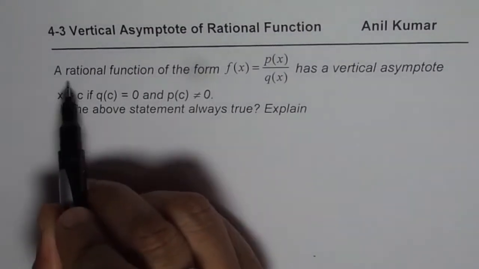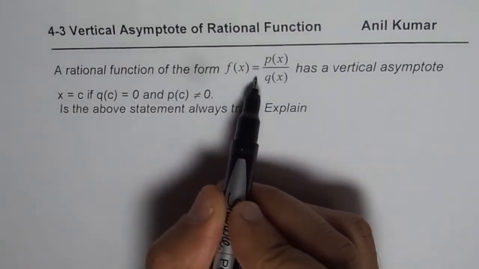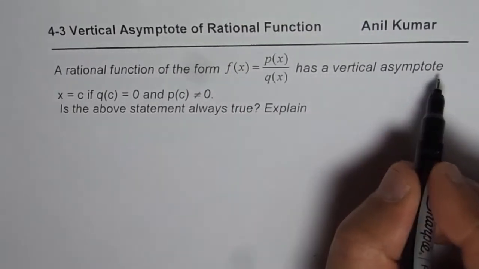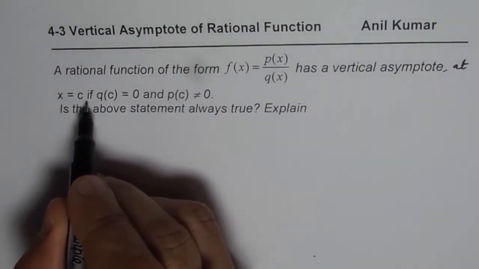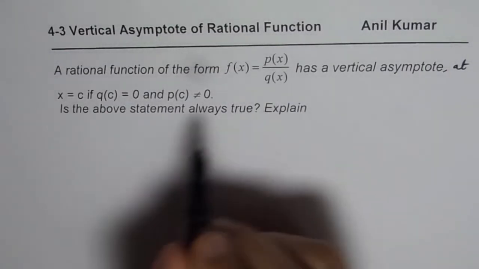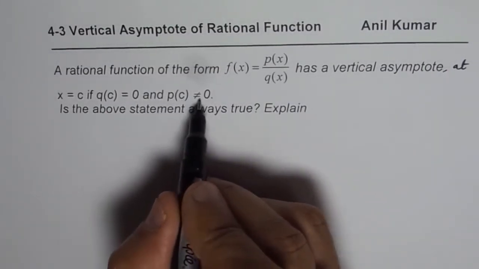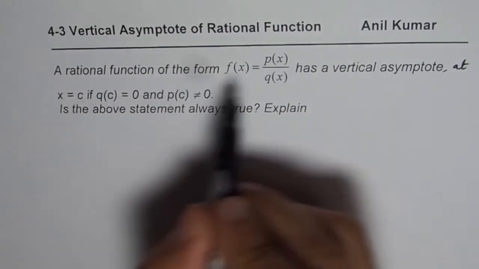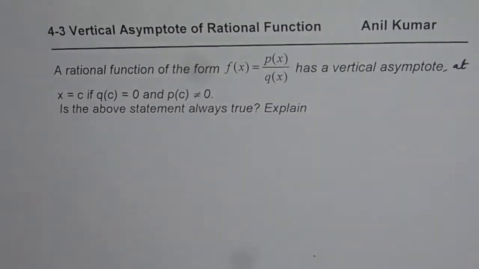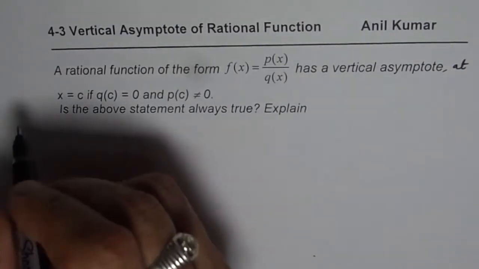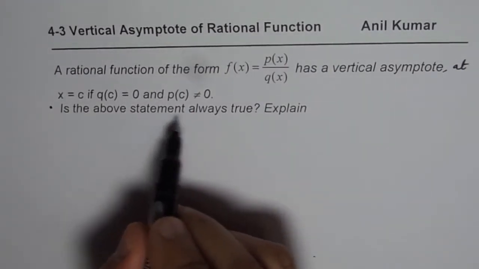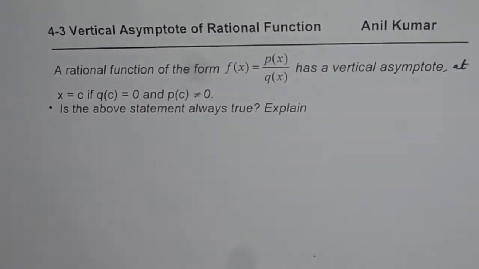So the statement is a rational function of the form f of x equals p of x over q of x has a vertical asymptote at x equals c if q of c is 0, that means if the denominator is 0, and p of c is not equal to 0. So for that value of c, the numerator is not 0. In that case, a rational function will have a vertical asymptote. Now the question here is, is the above statement always true? You need to explain this. So let us explore and try to understand the definition.